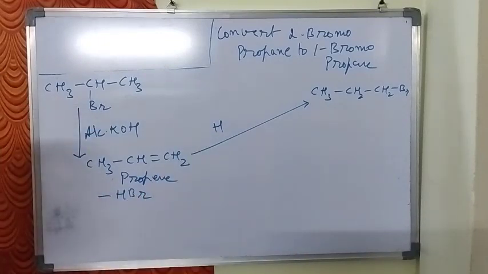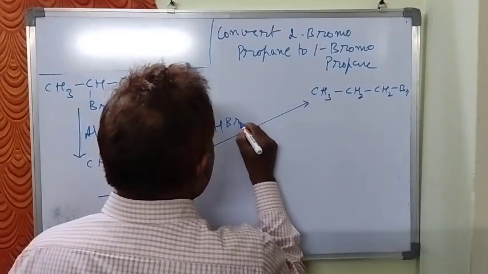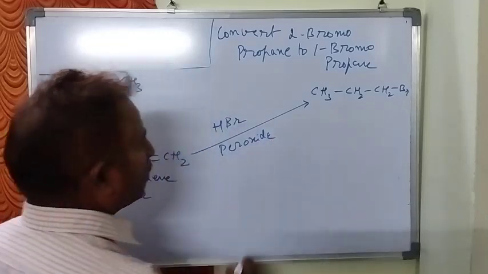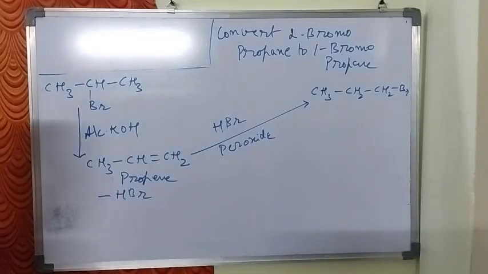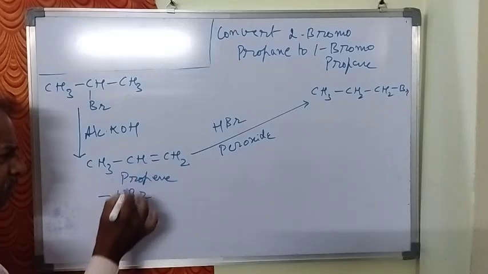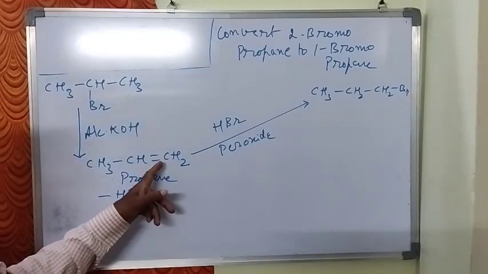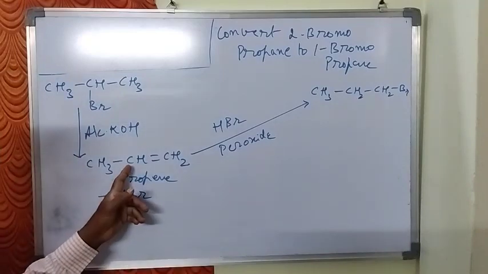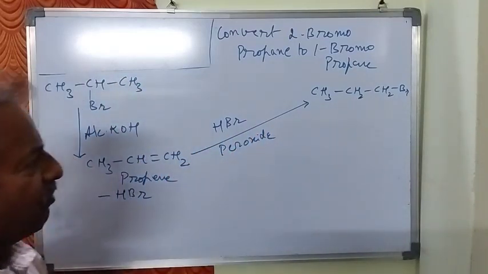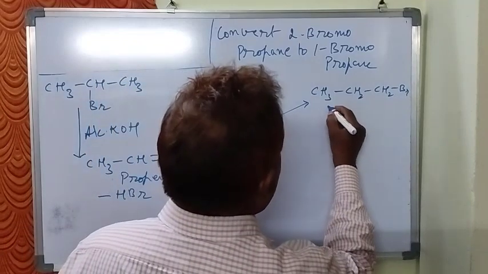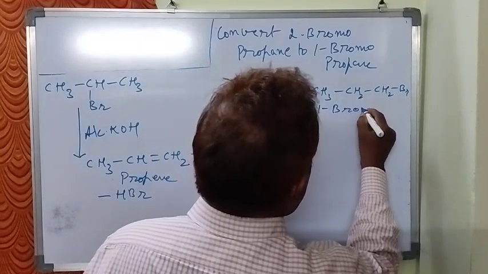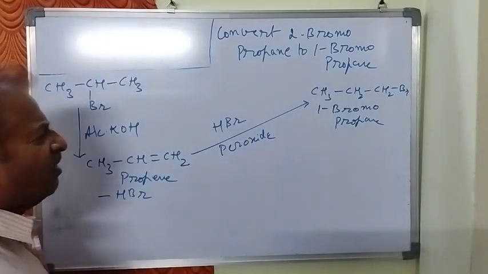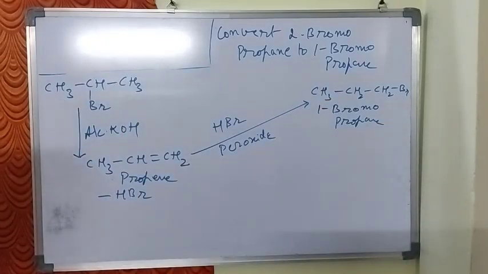Then what is the difference? See here, HBr is added in the presence of peroxide. When it is added in the presence of peroxide, what happens? Of these two doubly bonded carbon atoms, on the carbon with more hydrogen atoms, bromine, the negative part, is added. On the carbon with fewer hydrogen atoms, hydrogen is added. Therefore, we get 1-bromo-propane. So it's a very simple conversion.